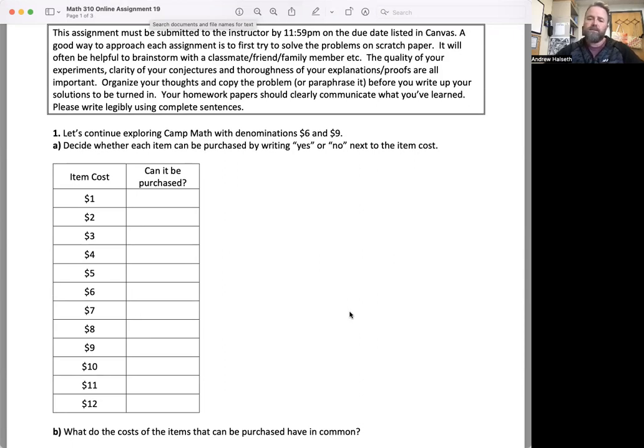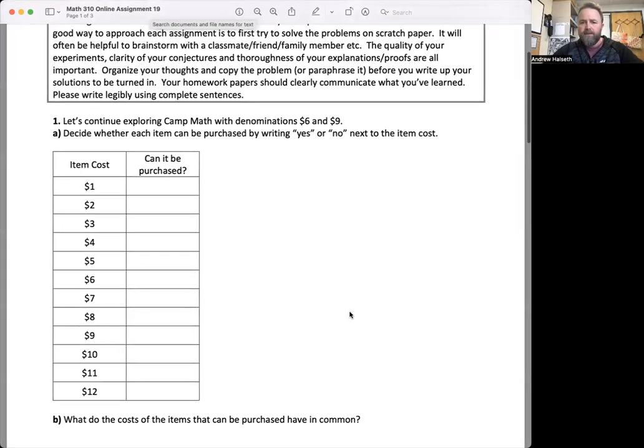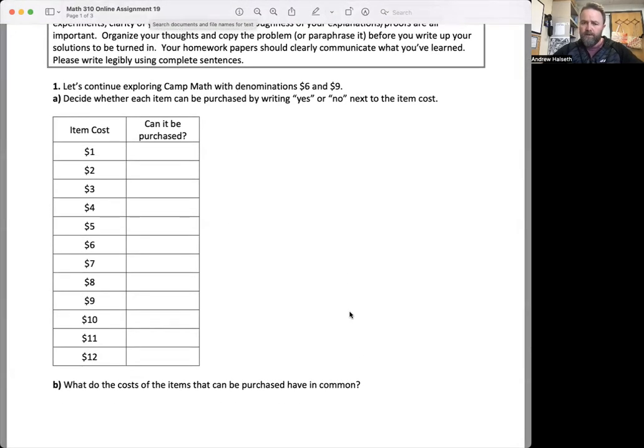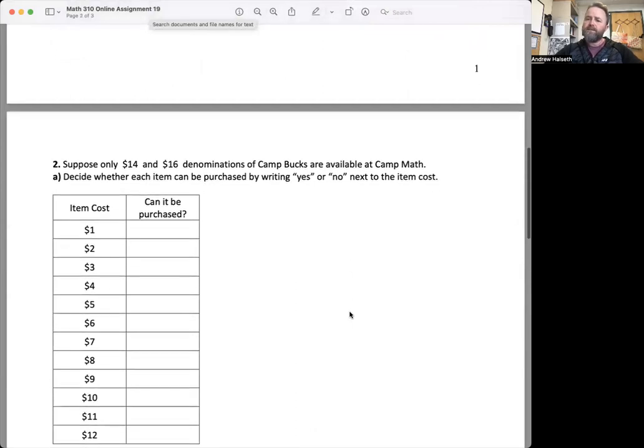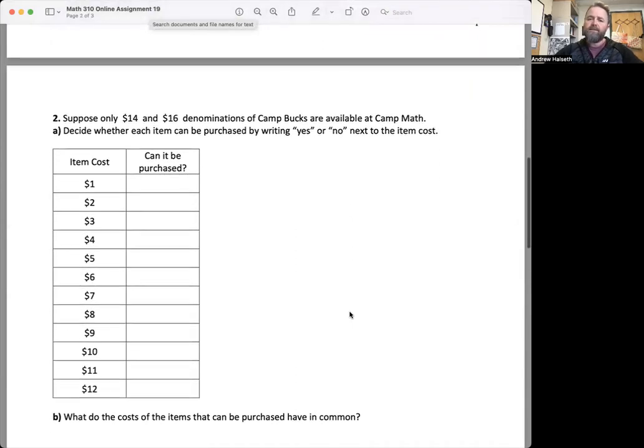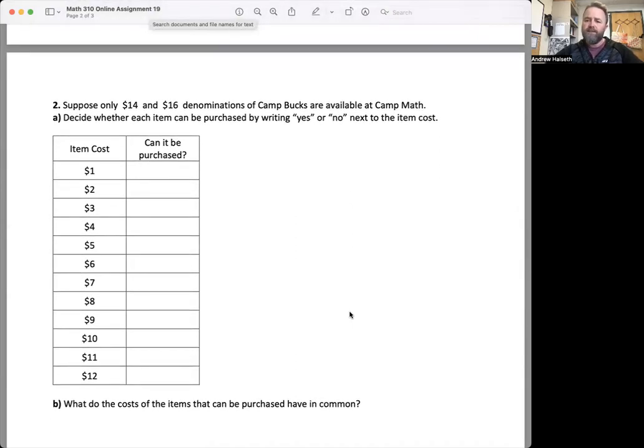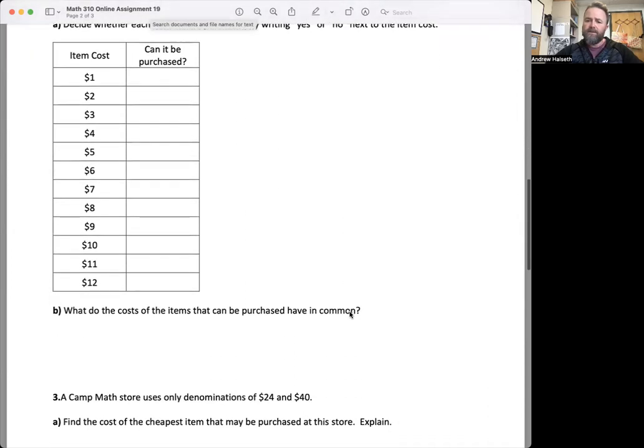Okay, so you should have a list of yes and no's there. And then really focus on the yeses. Like, what do the yeses have in common mathematically? Is there any pattern there with your yeses? Do the same thing with 14 and 16. Take it item by item. Can it be purchased or not? And then do the yeses have anything in common?